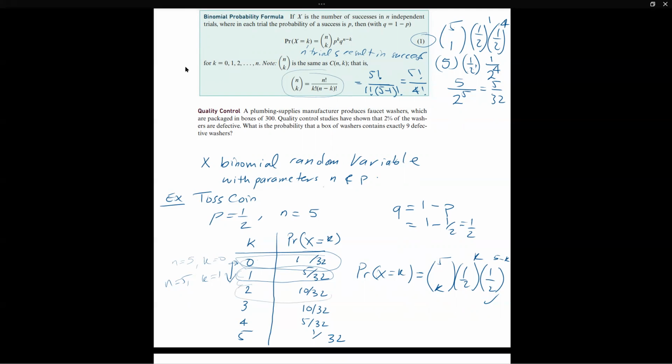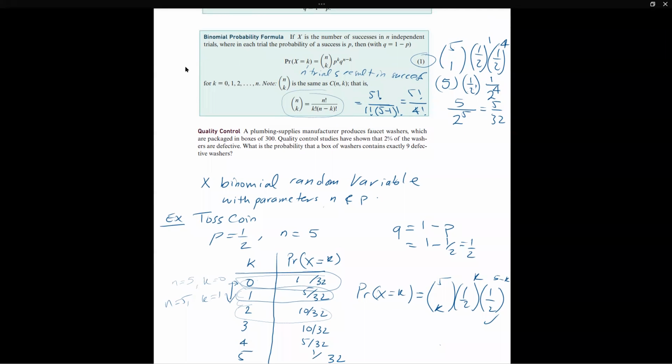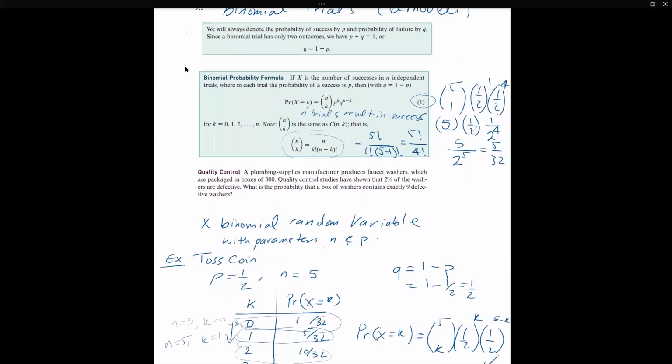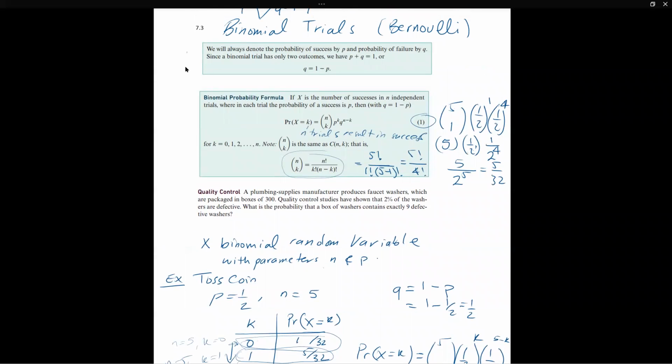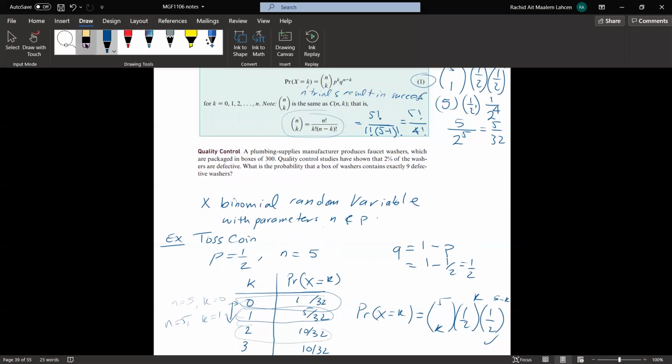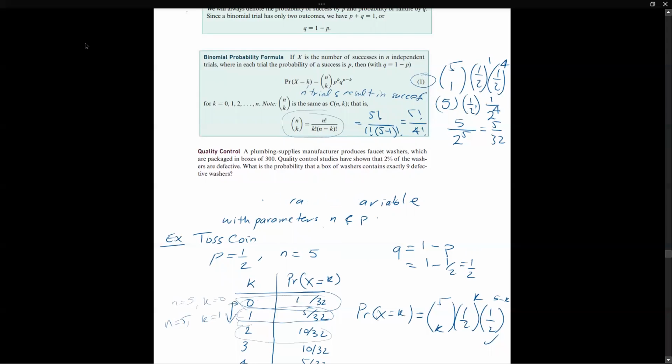So do the second one, do the third one, do the fourth one. This way you can see how the formula works. And this is not the binomial theorem. This is the binomial probability formula. All right. And that's it. So we move on to the next one. So now let's see an example.